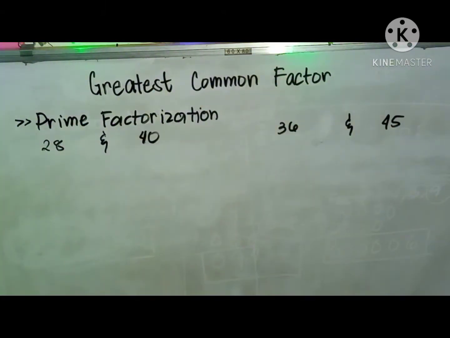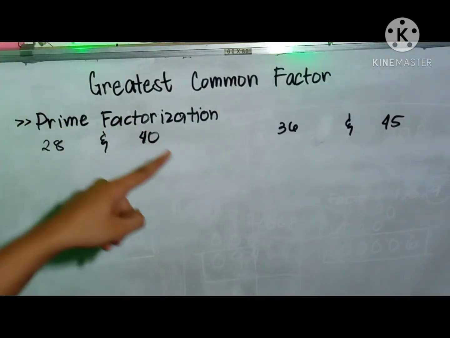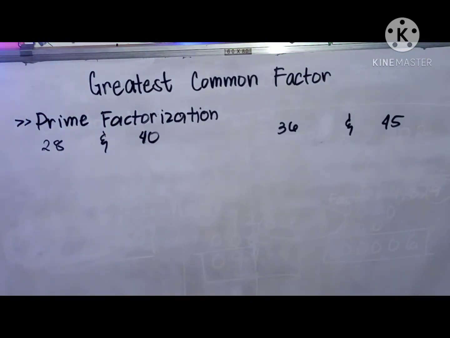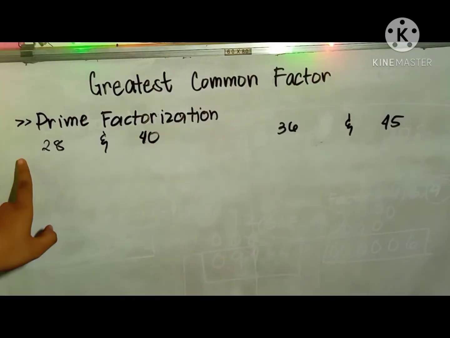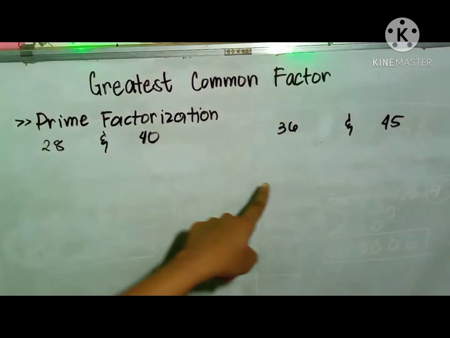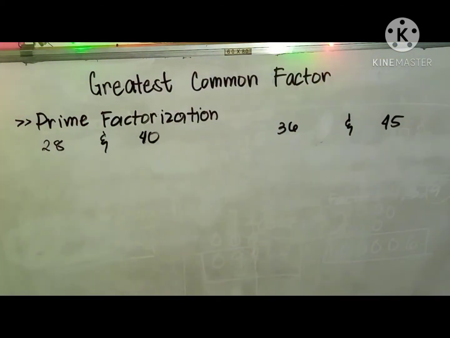So, kanina, ginamit natin yung listing method in getting the greatest common factors of the given numbers. Ngayon, ang gagamitin naman natin ay yung second option natin, which is the prime factorization. Pwede rin natin siyang gamitin in getting the greatest common factors of the numbers. Now, to check kung tama rin naman yung nakuha nating greatest common factor kanina, same given lang din yung isinulat ko. So, kanina sa listing method, ginamit natin yung 28 and 40, and yung second example natin is 36 and 45 naman din. Okay, now, gamitin na natin yung prime factorization.